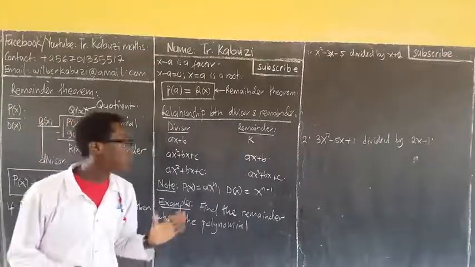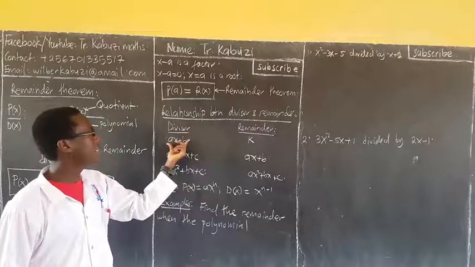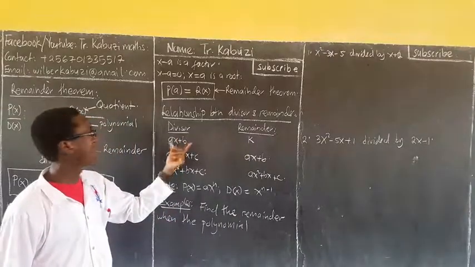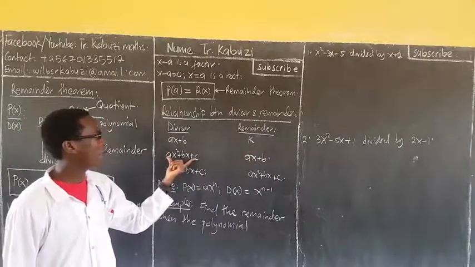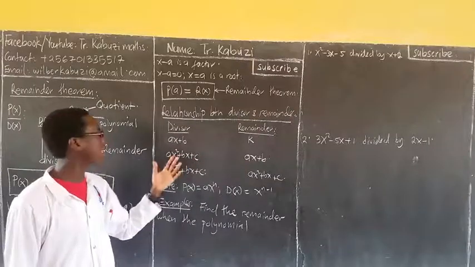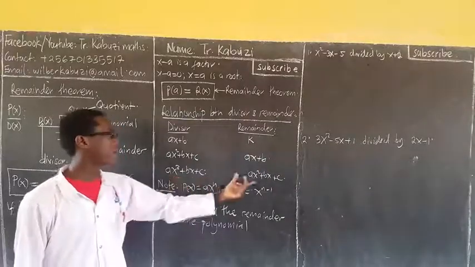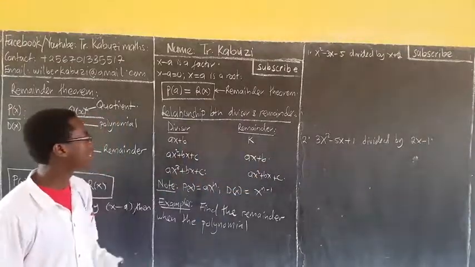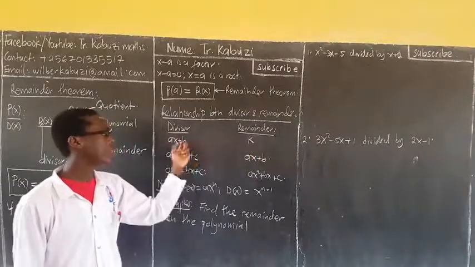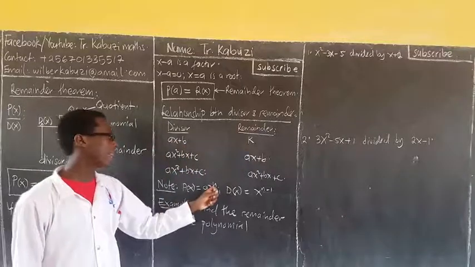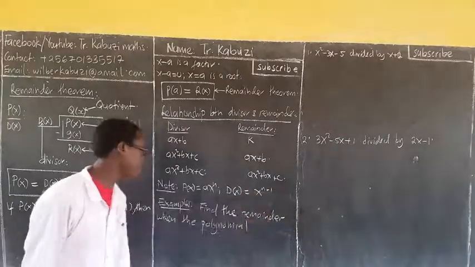You also need to know the relationship between the divisor and the remainder. If we have a linear divisor, linear meaning the highest power is 1, then the remainder is a constant. If we have a quadratic divisor, meaning the highest power of the divisor is 2, then the remainder is linear. If we have a cubic, the remainder is quadratic. You see that the relationship always is, the remainder is always one power less than the divisor. This works if the divisor is of power n, and the remainder is n minus 1.